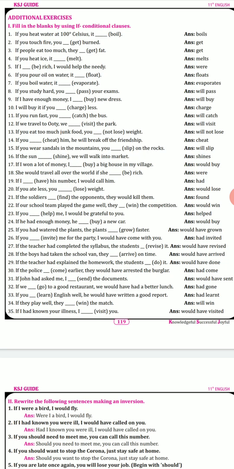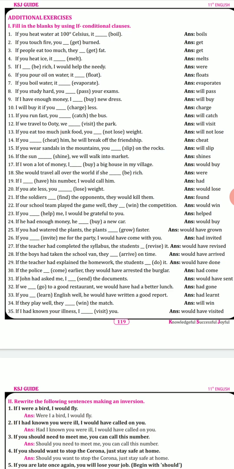Tenth sentence: I will buy it if you (charge) less. First they have given the main clause, after that the subordinate clause. In the main clause the answer is will buy, that is a future verb. So in the subordinate clause the simple present tense should be used. So charge; we need not add s or es with the verb because the subject is you, second person.